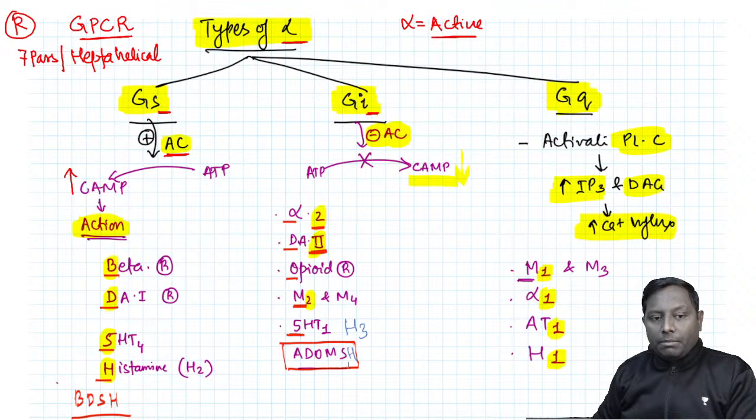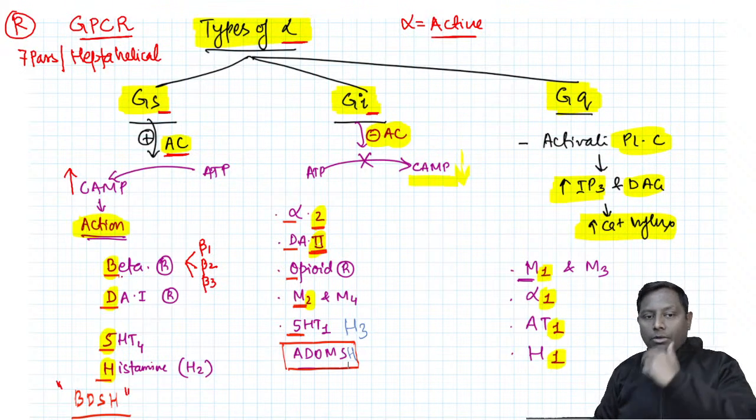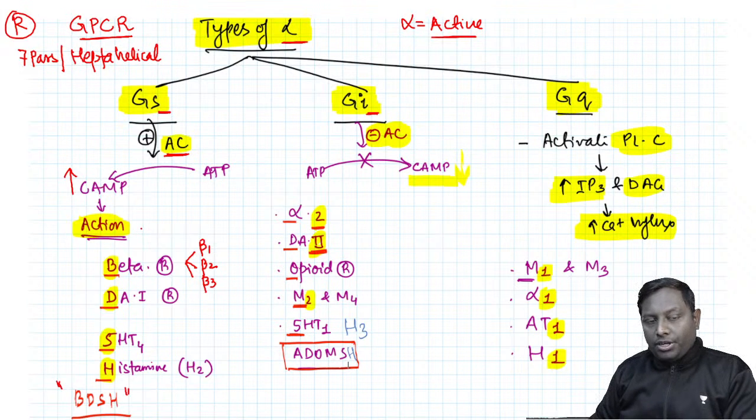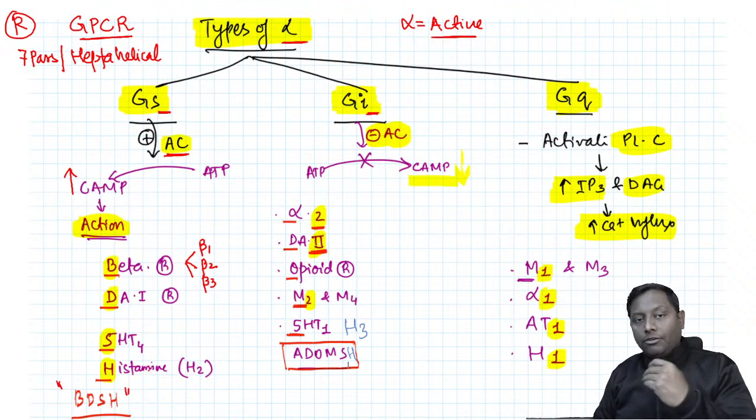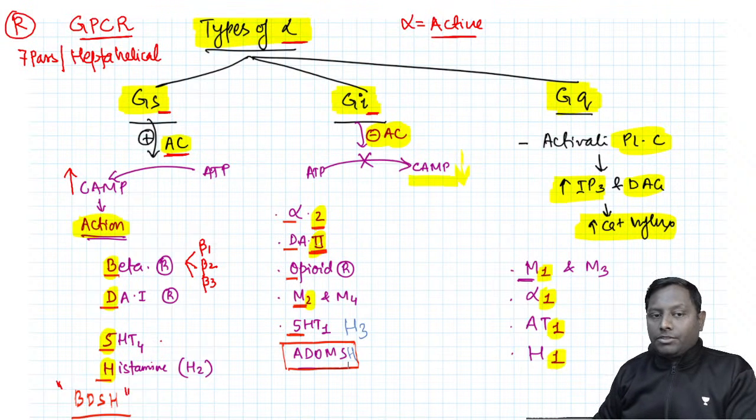Alright. Now, what are the examples of receptors acting via this GS? You can remember BDSH, Badshah. BDSH: beta receptor, all the beta receptors like beta 1, beta 2, beta 3 are going to act via the GS of the G protein coupled receptor. Dopamine 1, 5-HT4 and histamine. Can you tell me the name of a drug that is acting via 5-HT4? 5-HT4 is a GS receptor.